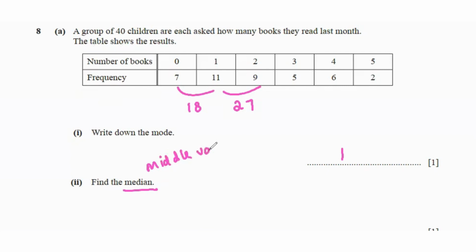Now the median is the middle value, which means if we divide 40 by 2, which is the total frequency, that's 20. And as you can see, when we jump from 7 to 11, we have a total of 18, and adding 9 is a total of 27, which means 20 is going to lie in this bracket. So our median value is 2. Always remember that the median value and the mode value aren't the frequency values, they're the other value, the x value.